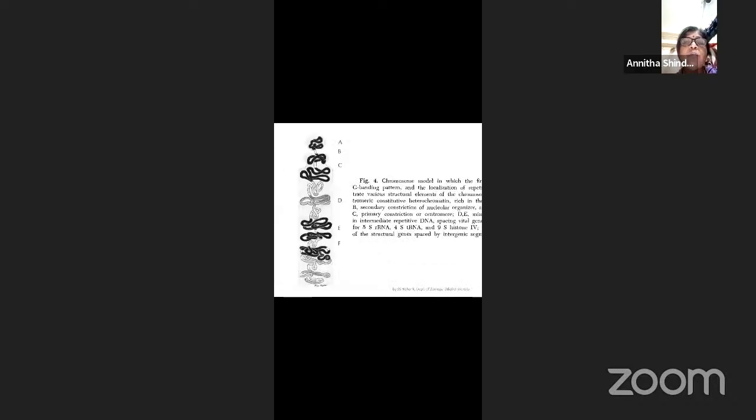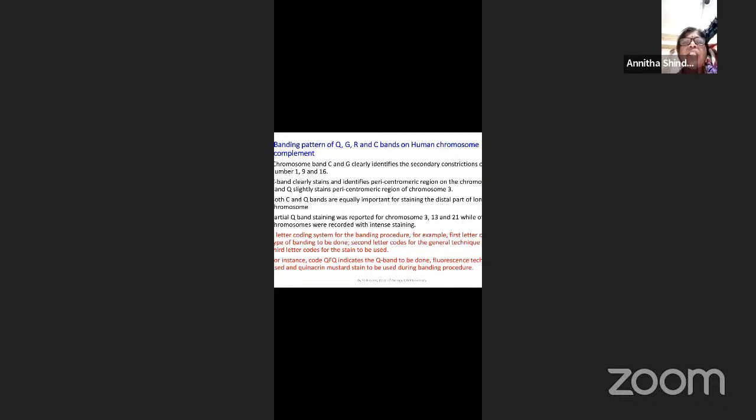Now, this is how the chromosome model has been given. This is a chromosome structure. Initially, the chromosome structure will be like this. It is just a fibrillar network. Now, the banding pattern of Q, G, R, and C bands on the human chromosome complement.